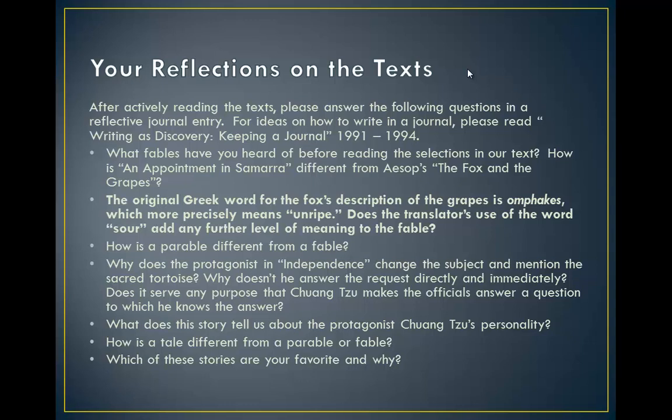Why does the protagonist in Independence change the subject and mention the sacred tortoise? Why doesn't he answer the request directly and immediately? Does it serve any purpose that Chuang Tzu makes the officials answer a question to which he knows the answer? What does this story tell us about the protagonist Chuang Tzu's personality? How is a tale different from a parable or a fable? Which of these stories are your favorite and why?